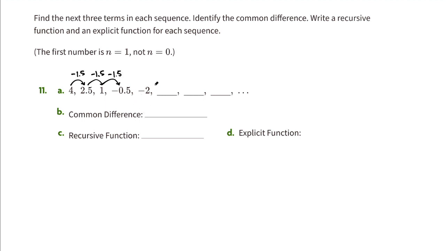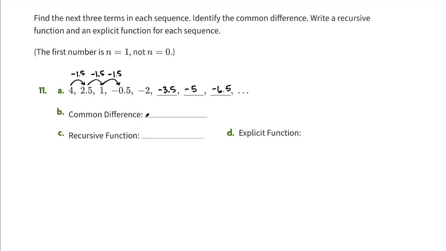So to continue, if I want to get this next spot here, I take negative 2 minus 1.5, which is negative 3.5. And then if I subtract another 1.5, I get negative 5. And subtract another 1.5, and I get negative 6.5. So those are my next 3 terms in the sequence.